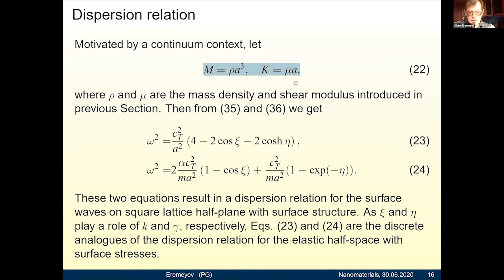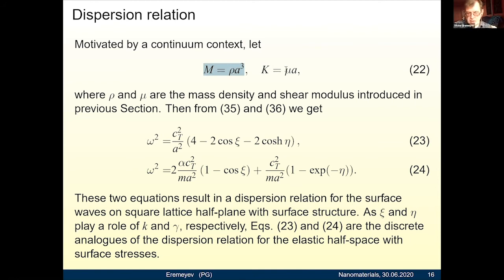Okay, first, quite naturally, we also introduce mass. This is the mass of atoms, and we relate it to density, introducing the density as the mass of some elementary cell.